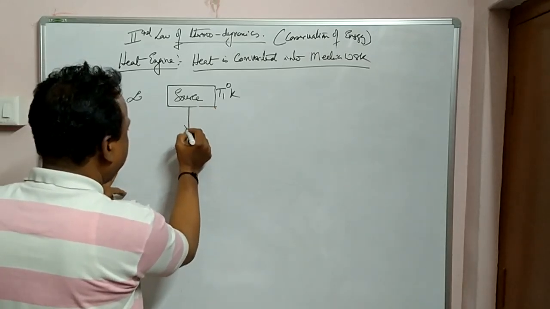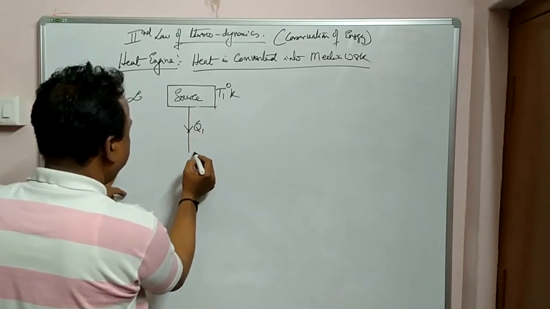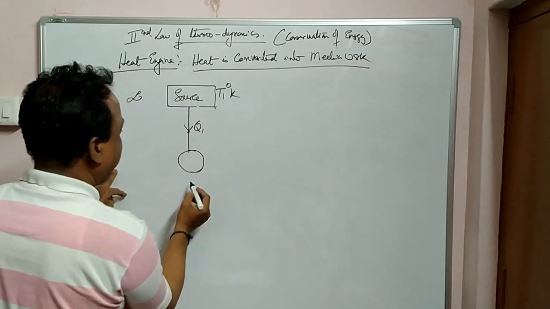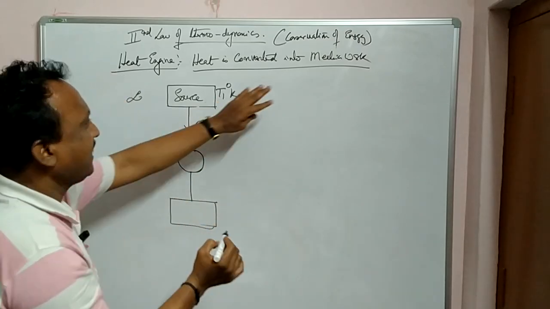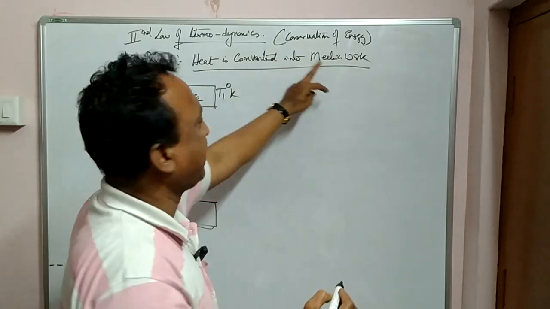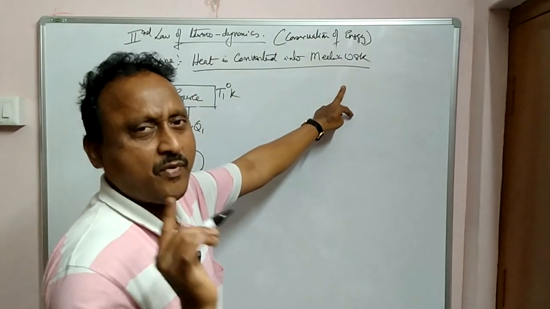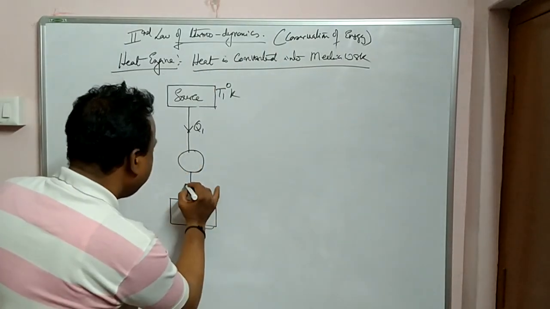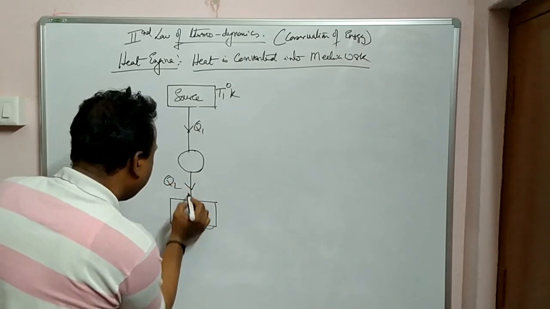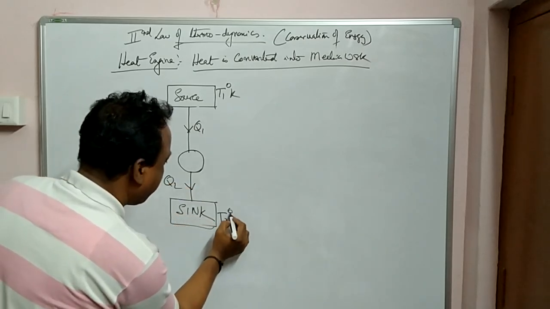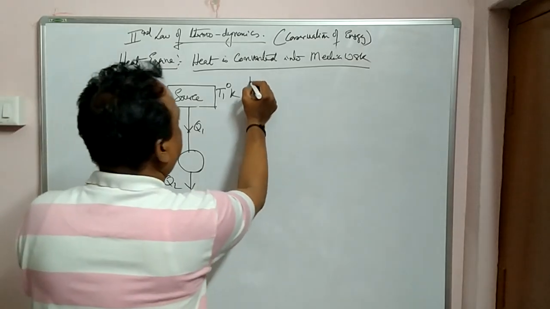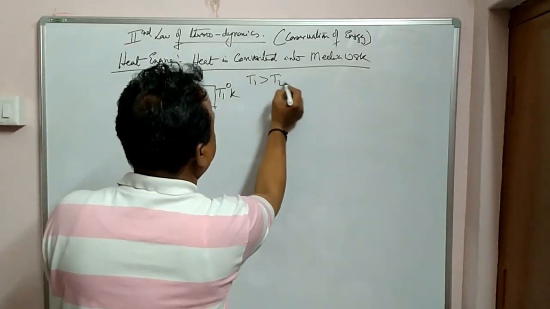And from here some heat is taken. And just now I told you, entire heat cannot be converted into mechanical work. Some part is wasted. So here this is wastage Q2. This is the sink. Let its temperature be T2 degrees Kelvin, and make a note, T1 is always greater than T2.